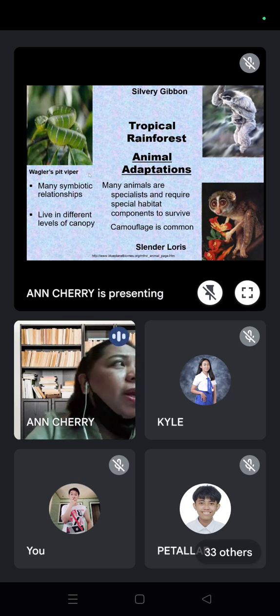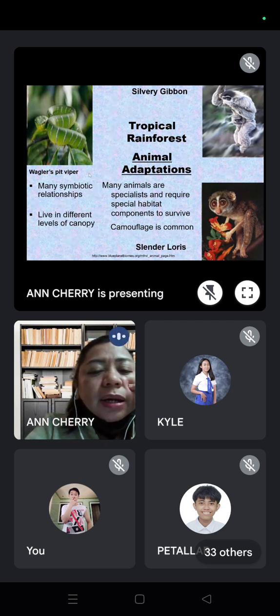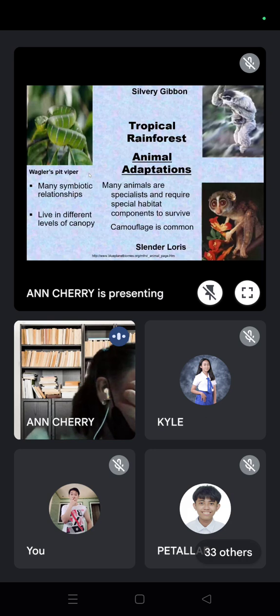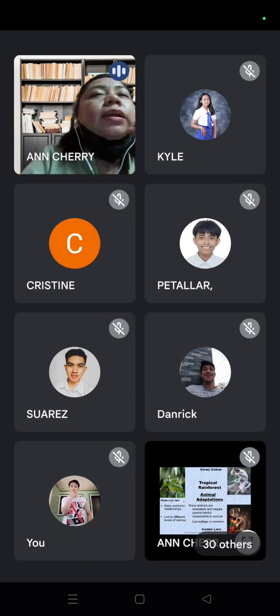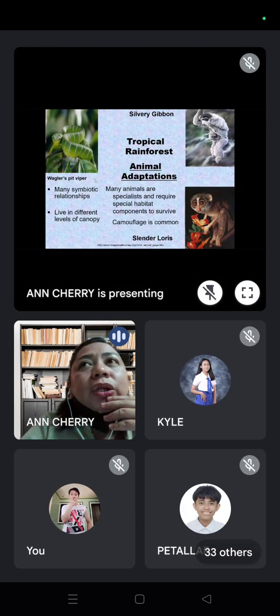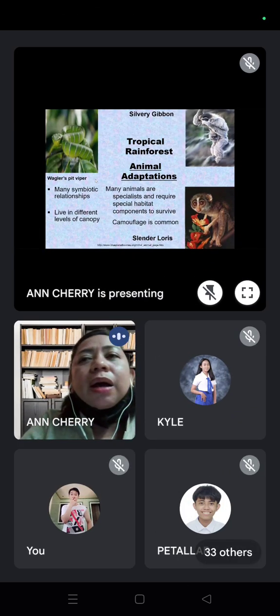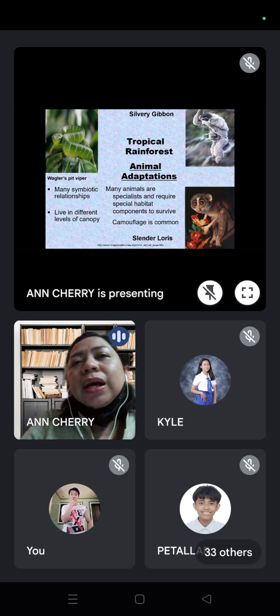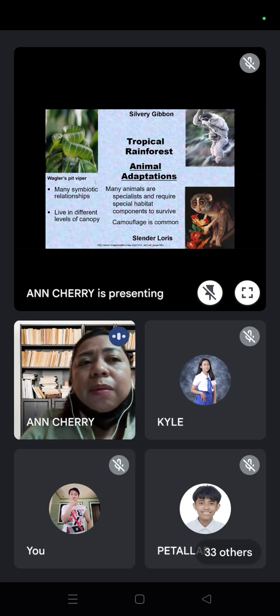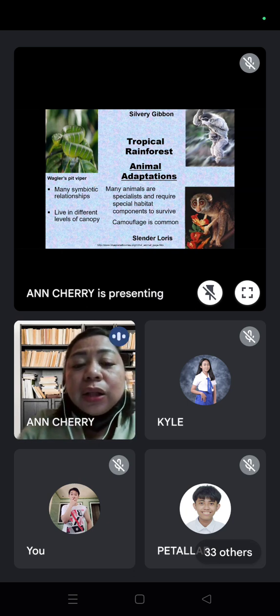Like the Philippine eagle. The Philippine eagle is a specialist, and once the habitat is altered or changed and stripped, the Philippine eagle will struggle to survive. Okay? Because it is highly territorial and you cannot expect the Philippine eagle to migrate to other forests. So it will die in its own territory.